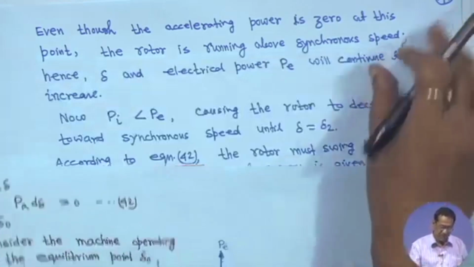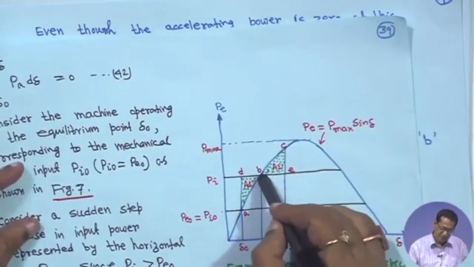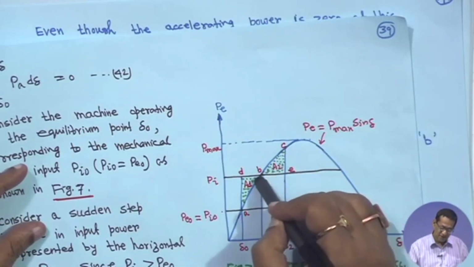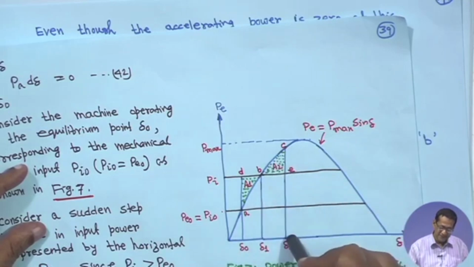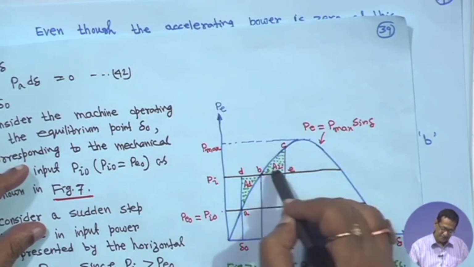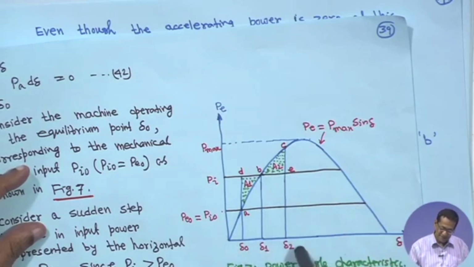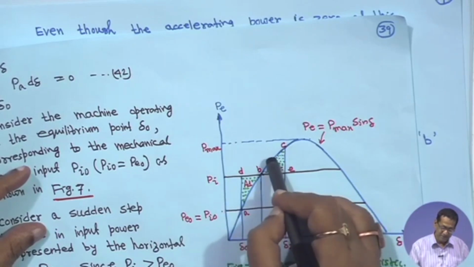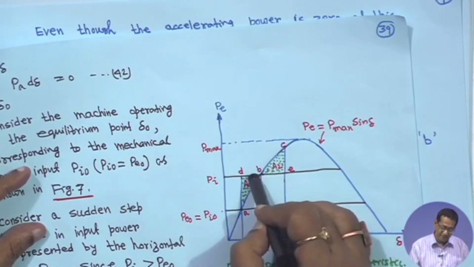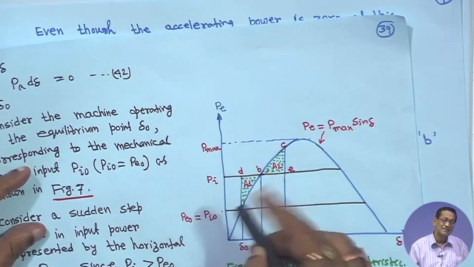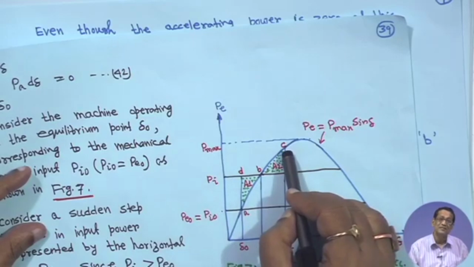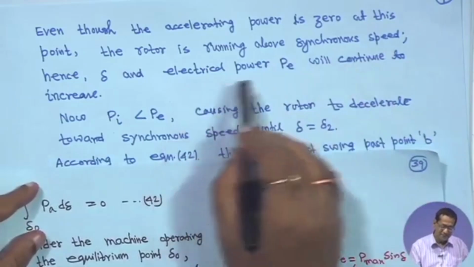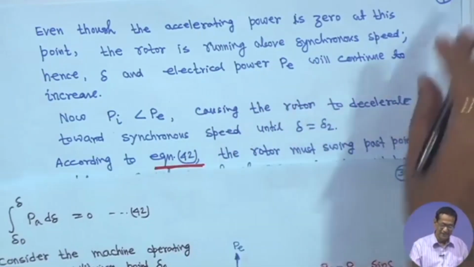As the rotor is above the synchronous speed, delta will continuously increase. That means P will be greater than P_i, at any point here. Then the rotor will start decelerating till it achieves its synchronous speed, say at point C. That means the rotor is running above synchronous speed, hence delta and electrical power P will continue to increase. That is why I am telling.